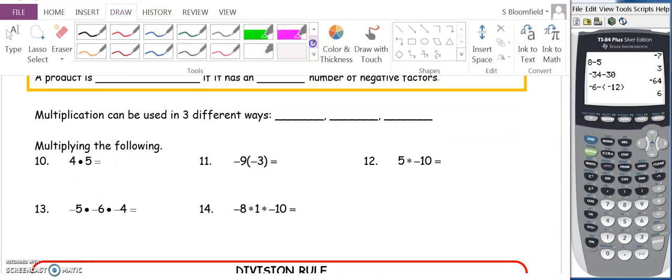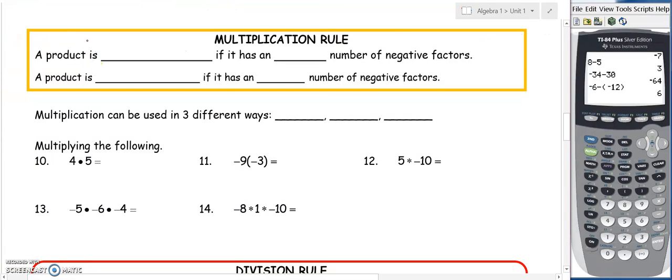Multiplication. When we are multiplying, we have to be careful with how many negative factors we have, because that's going to change what sign our product takes. So a product is positive if it has an even number of negative factors. If we have 0 negative numbers or 2 negative numbers being multiplied together, our product is going to end up positive.